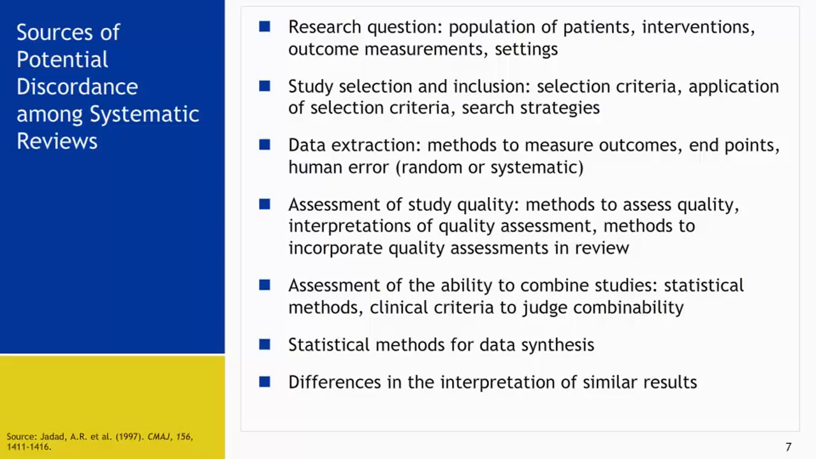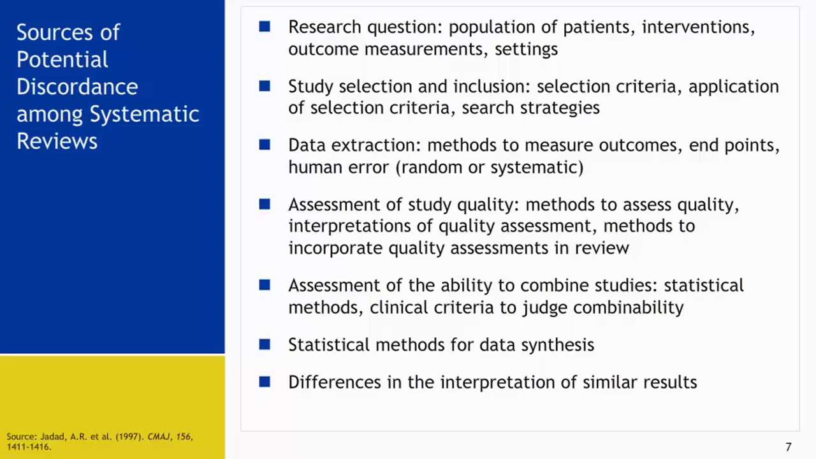Well, they might have asked a slightly different research question. That is, the population of patients may be different. The interventions might be slightly different. The outcome measurements might be slightly different, and the settings. And we've talked about this before. There are differences among the individual studies you'll combine, as well as differences in the final systematic review from another systematic review that might be on a similar topic. Well, what is that then? That's the qualitative nature of the systematic review itself.